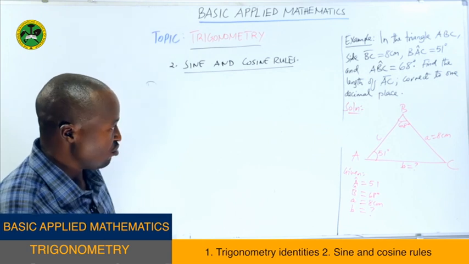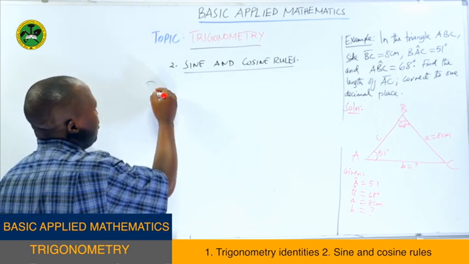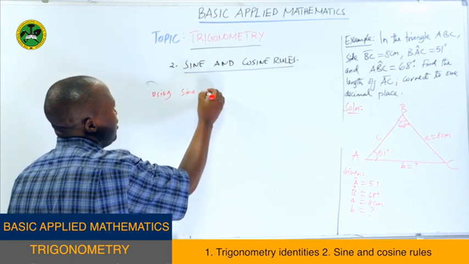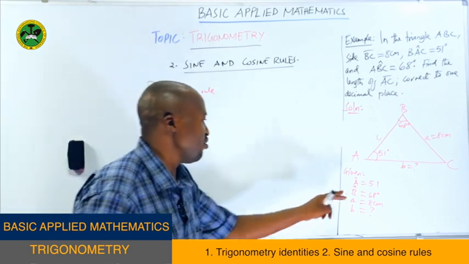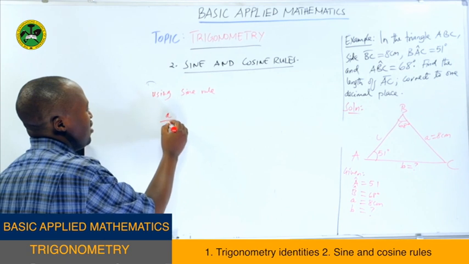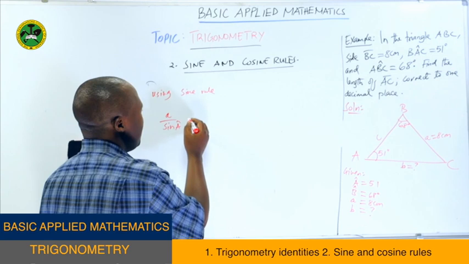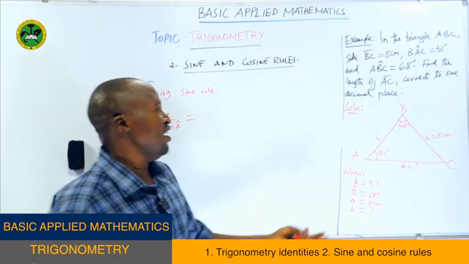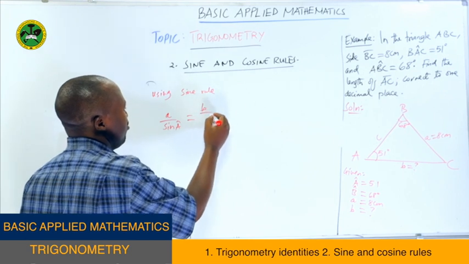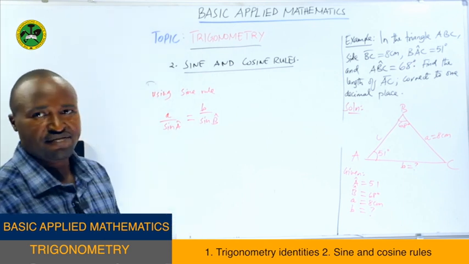Let us recall the sine rule as follows. Using the sine rule, starting with sine A, we have length A over sine of angle A, which is equal to B over sine of angle B.